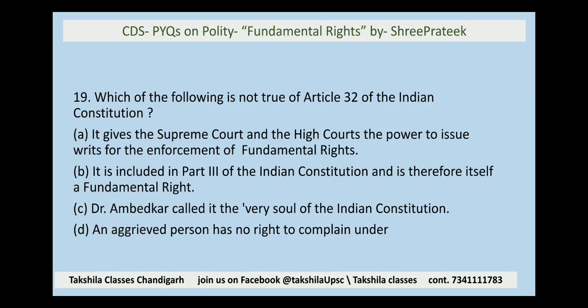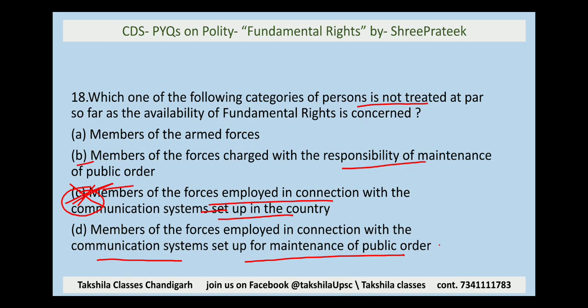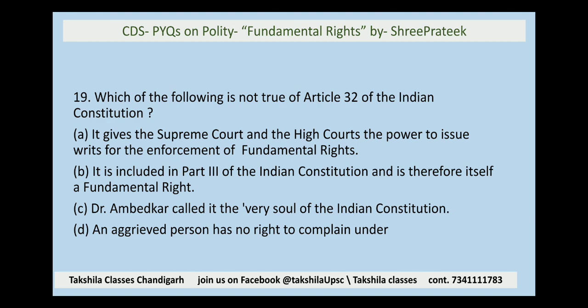Which of the following is not true of Article 32 of the Constitution? Again, very important. Article 32 is very crucial from the fundamental rights topic. It gives the Supreme Court and the High Court the power to issue writs for the enforcement of fundamental rights. That is true, but not to the High Courts. High Courts get it under Article 226. It is only for the Supreme Court. Let's see the other option, B.